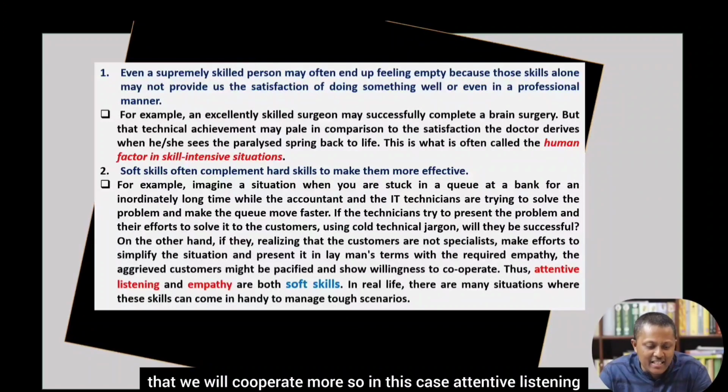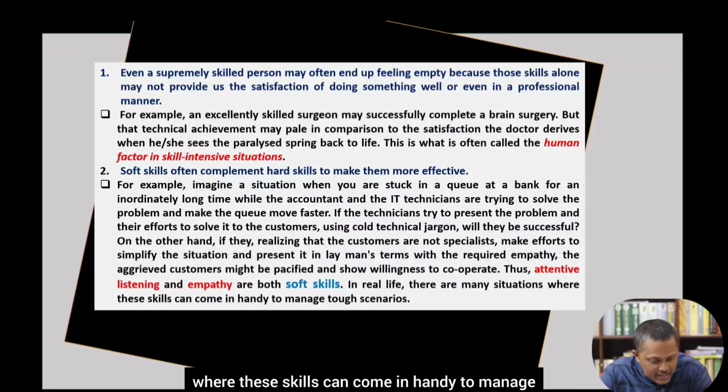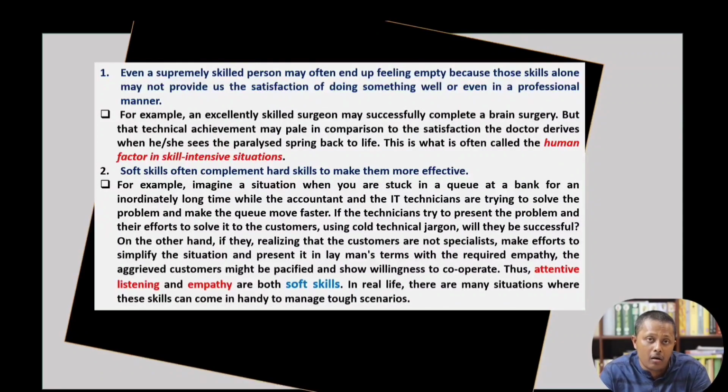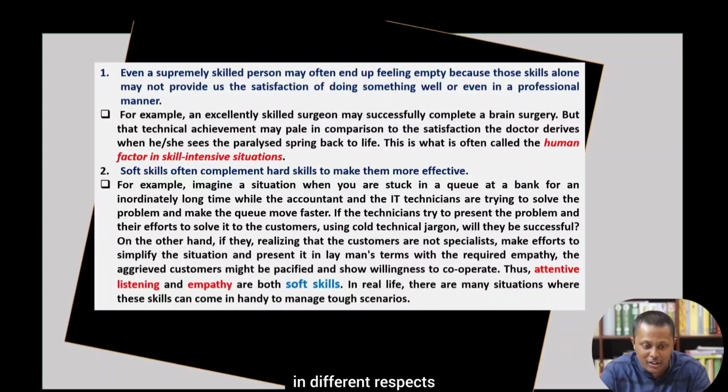So in this case, attentive listening and empathy are both soft skills. In real life, there are many situations where these skills can come in handy to manage tough scenarios. So these are the necessary reasons why soft skills are very, very necessary in different respects.